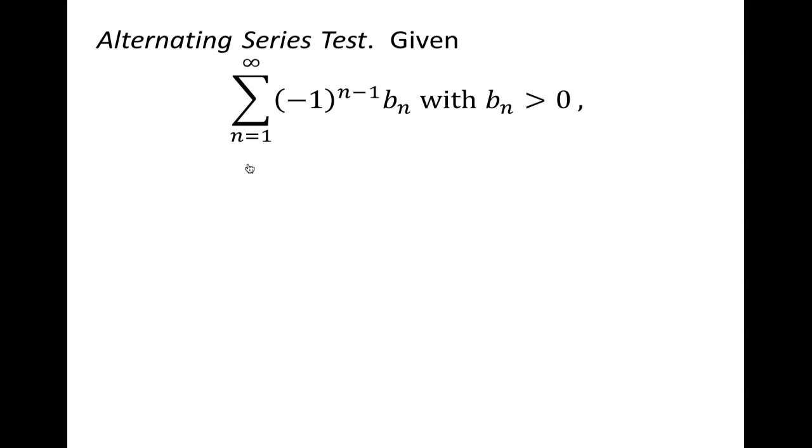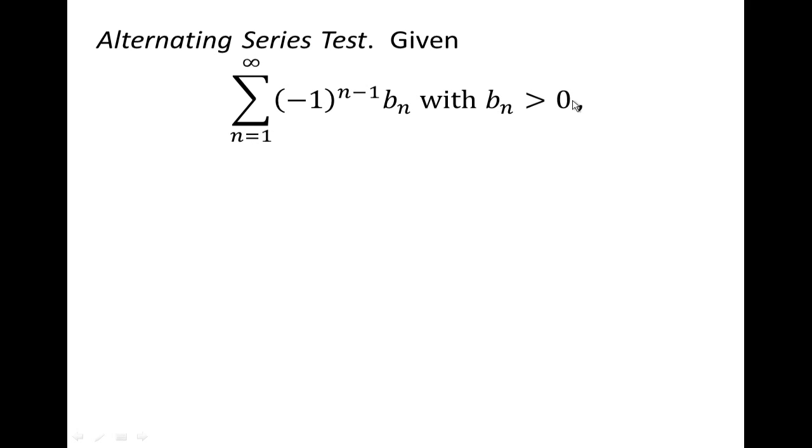We're going to look at two new tests to see if series are convergent or divergent. The first of these tests is the alternating series test, and we'll talk later about the ratio test. The alternating series test gets its name because the terms in our sequence are going to alternate in sign, and here is sort of a generic looking alternating series.